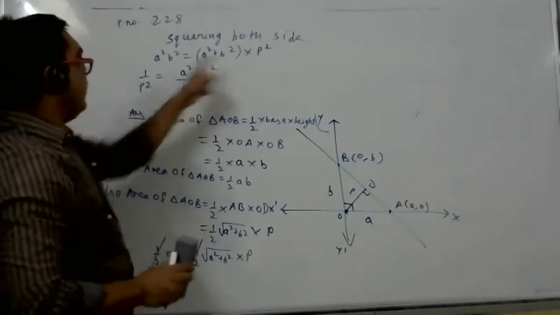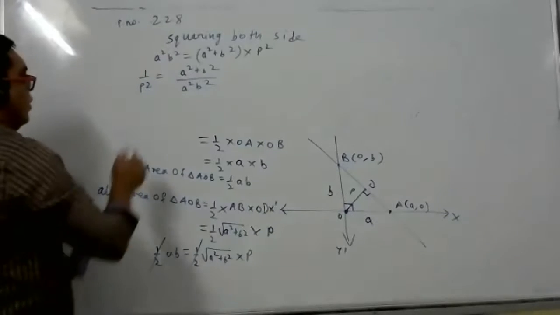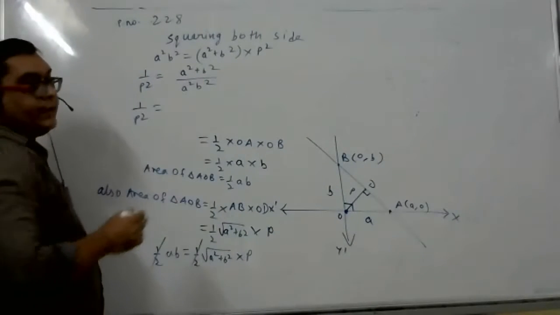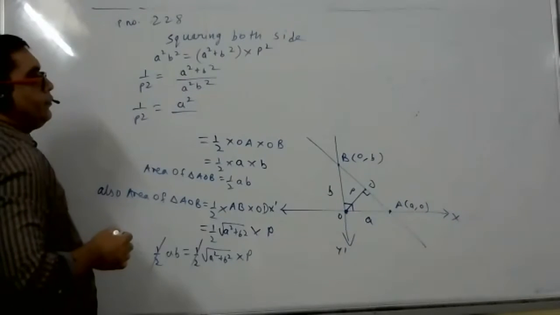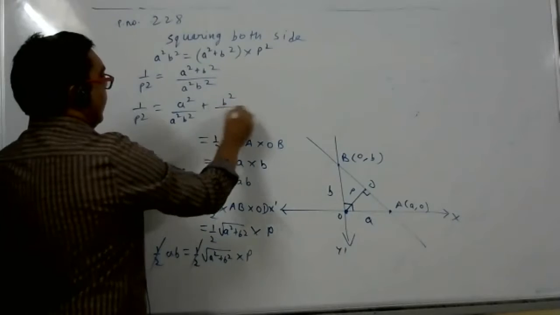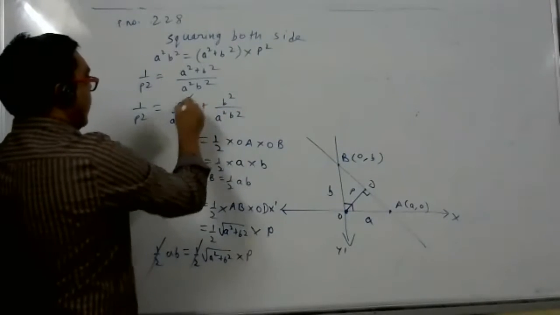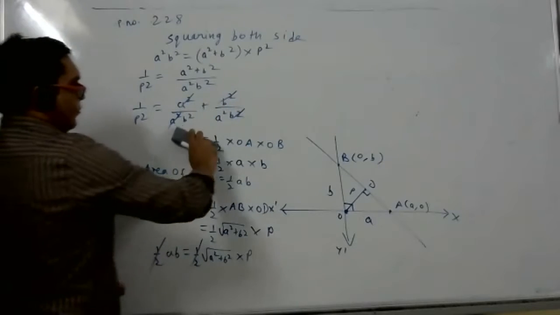Correct? Now cross multiply. Now distribute the denominator. Distribute means what will you get, student? A square by a square b square plus b square by a square b square. Then what happened? A square cancels, b square cancels, and I think the result has come.